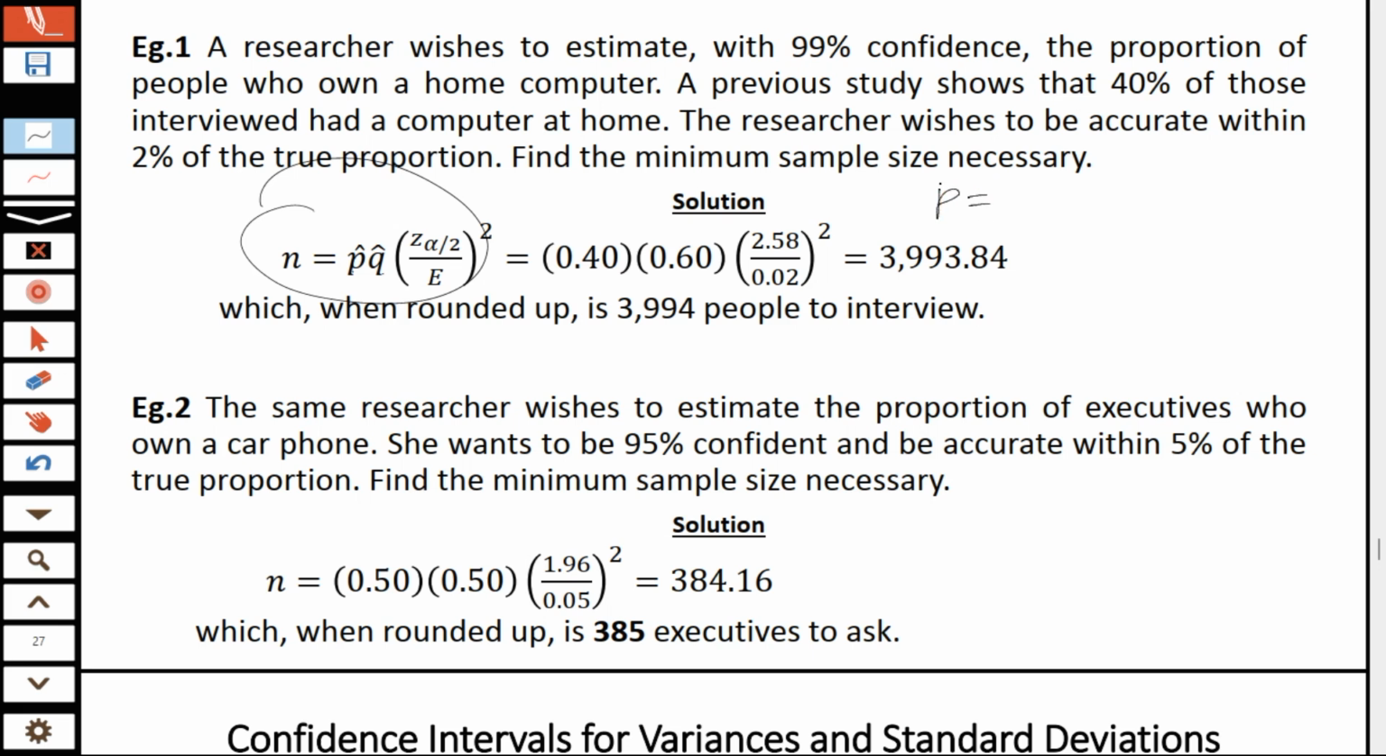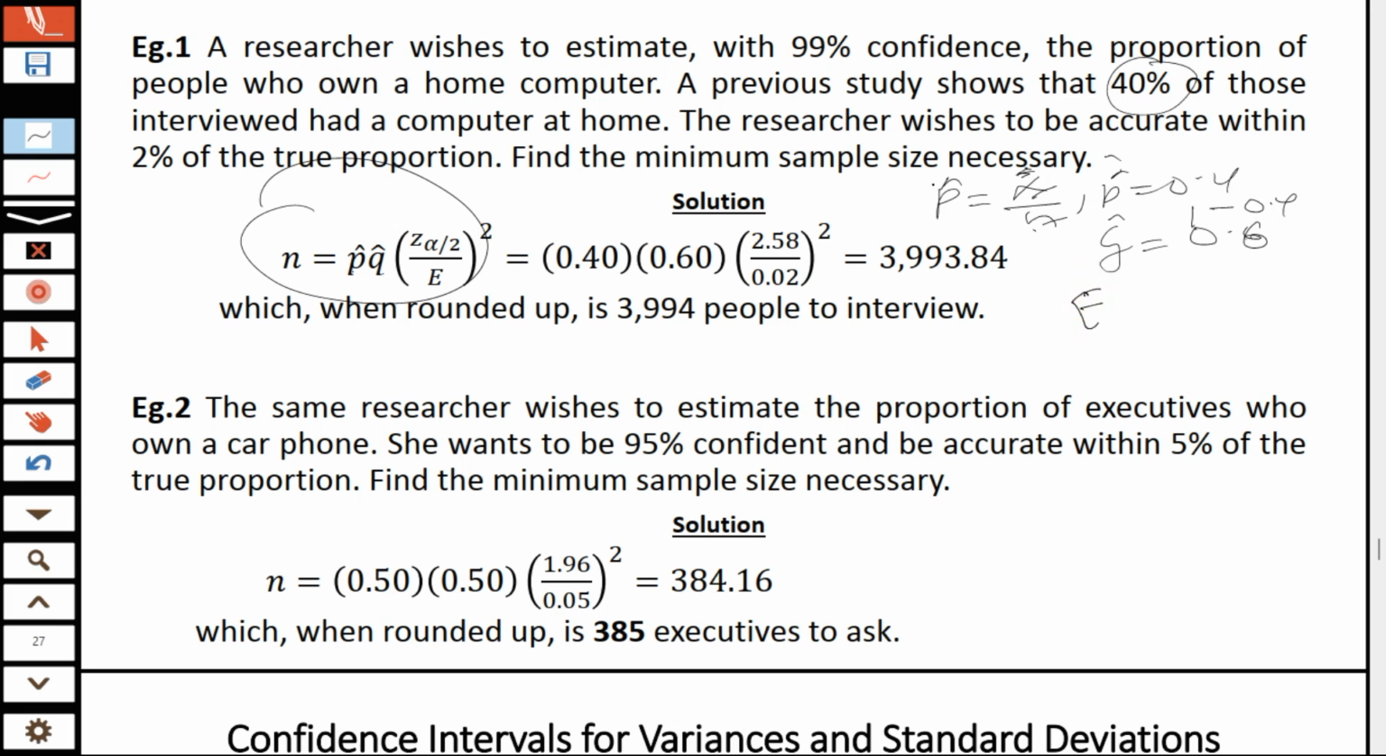Our p hat is equal to X divided by n. But in the question, we are not given our X, we are not given our n. So how will you get our p hat? Our p hat was given inside the question: the previous study shows that 40% of those interviewed had a computer at home. So our p hat will be 0.4. Q hat will be 0.6, since you subtract 0.4 from 1. So that's our p hat and our q hat.